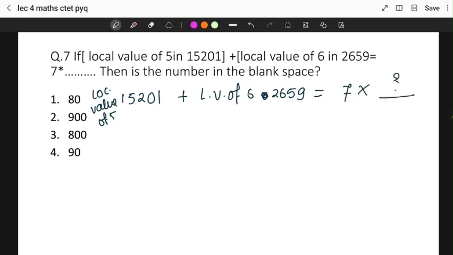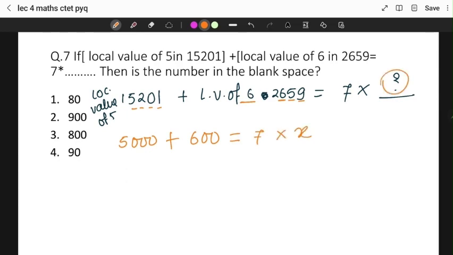Okay, so now here local value of 5 is what? After 5 there are 3 digits, so I'll take 3 zeros after 5, that is 5000 is the local value of 5. If I take the local value of 6, after 6 there are 2 digits, so I'll take 2 zeros after 6. So the local value of 6 is 600, equal to 7 into question mark. For the question mark I'll take x over here.